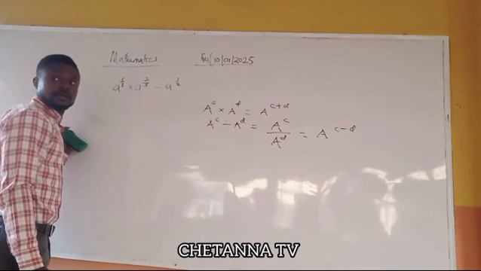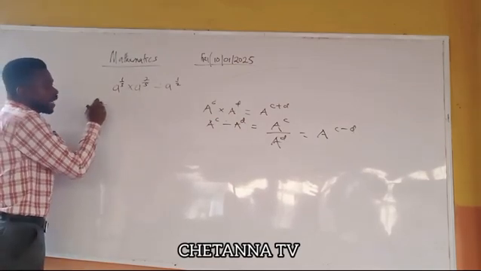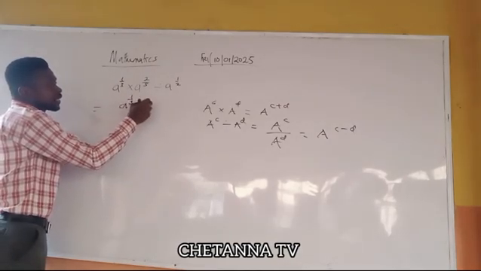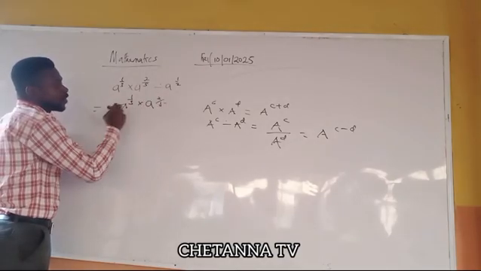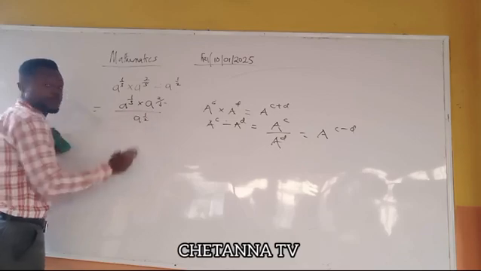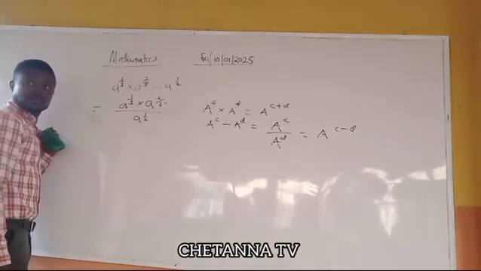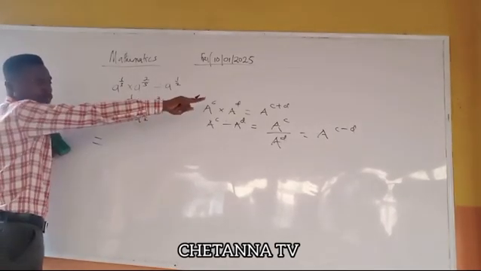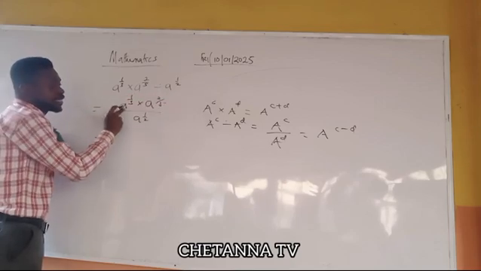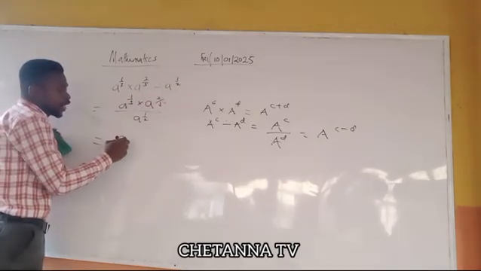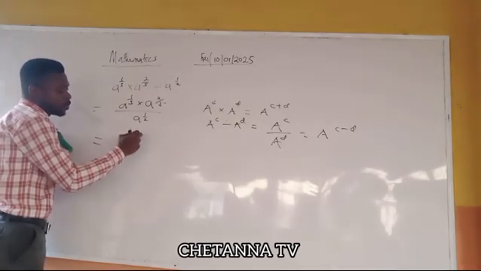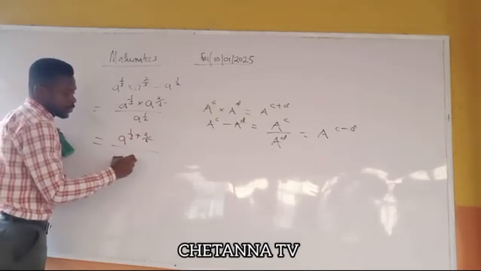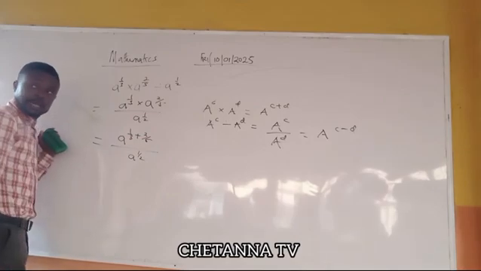So here, what we have is a raised to power 1 over 3 times a raised to power 2 over 5, all over a raised to power 1 over 2. This is divided by this. Now remember that law. A is here, A is here. So we have a raised to power 1 over 3 plus 2 over 5, all over 1 over 2. Is it clear?